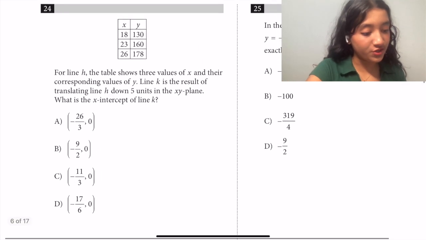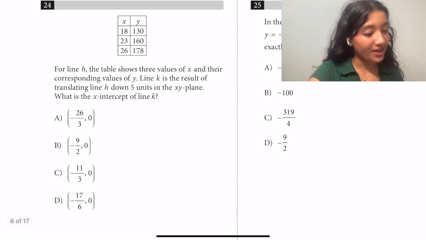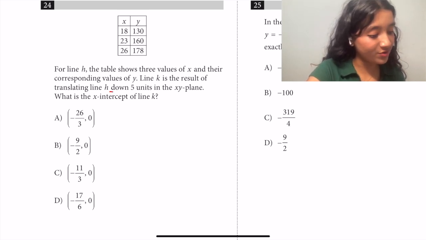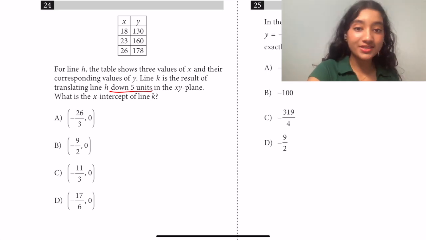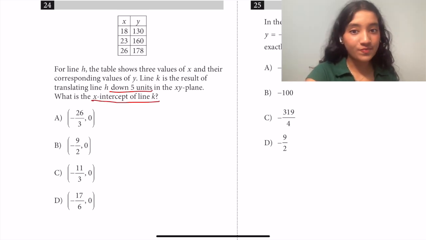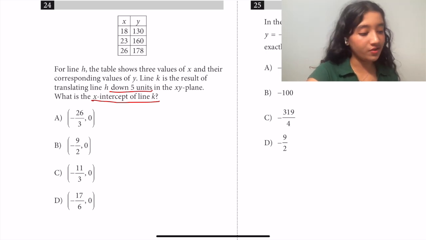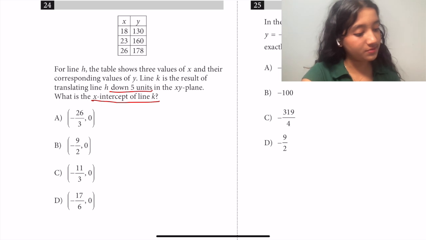So first looking at question 24, for line H, the table shows 3 values of x and their corresponding values of y. Line K is the result of translating line H down 5 units in the xy plane. What is the x-intercept of line K? So first, let's find the equation for line H, and then we can focus on finding line K afterwards.